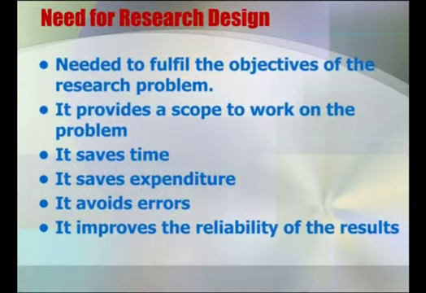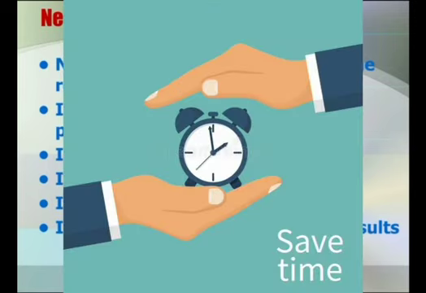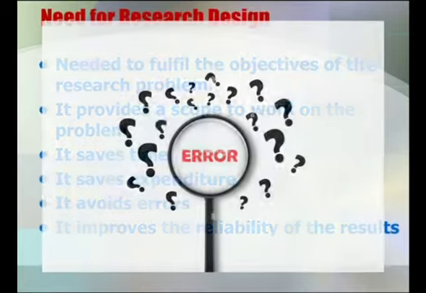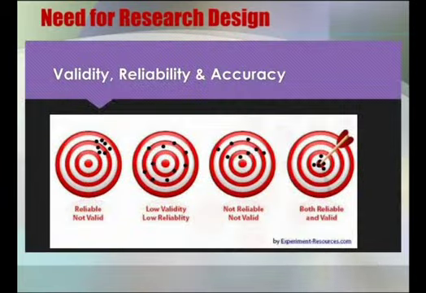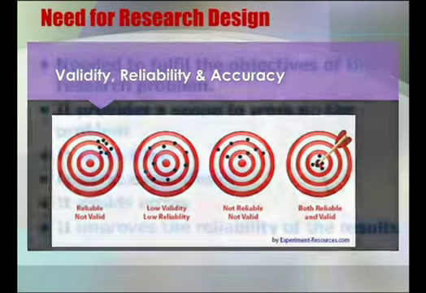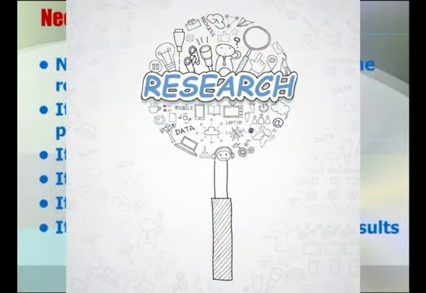Research design is essential for achieving the objectives of a research problem. It provides a clear scope and direction for the study. A proper research design saves time and reduces unnecessary expenditure. It also helps in avoiding errors during research and improves the reliability and accuracy of the final results. Therefore, research design is considered one of the most important parts of research methodology.